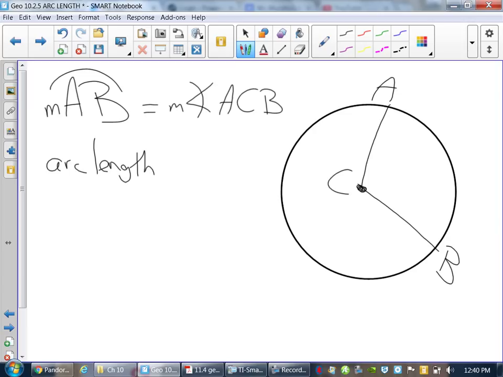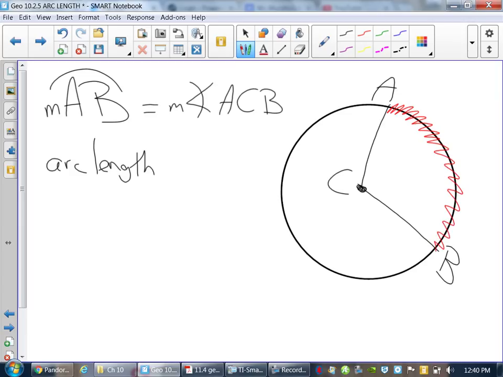Arc length is when you are measuring distance on a circle. It has nothing to do with the degree measurement. It's how far did you walk from A to B while you're on it.